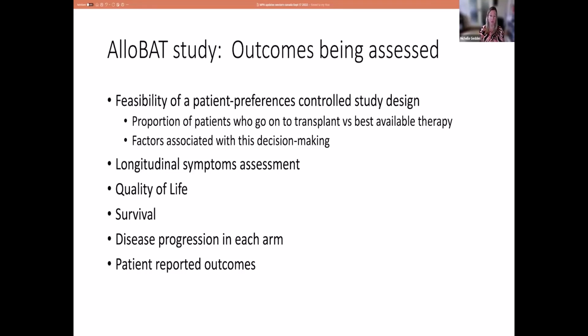I think this is a very big decision for many people. And they're going to look at longitudinal symptoms over time, both in the transplant arm and the non-transplant arm, quality of life, survival, relapse rates, and patient-reported outcomes. This is a really interesting and neat study, and I hope we get some good outcomes out of that. So people who are being considered for transplant, this would be something that'd be nice to be involved in. So this is open in Calgary, Edmonton, I think Toronto, Montreal, I think other centers across the country as well.